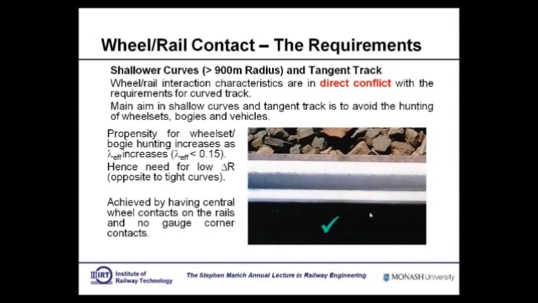On tangent track or shallow curves, tangent track is straight track, and shallow curves are down to approximately 900 meters. The requirements are in direct conflict with what you require in curve track. Because in tangent track, your primary aim is to keep the axle stable, the vehicle stable, so it doesn't oscillate from side to side.